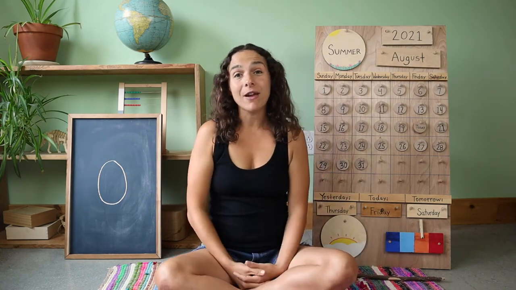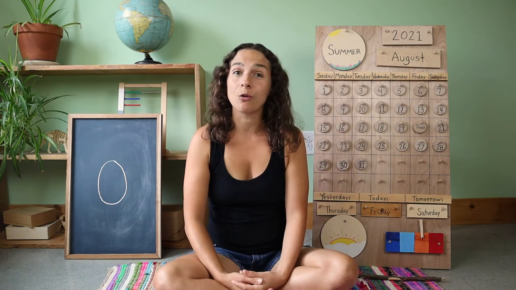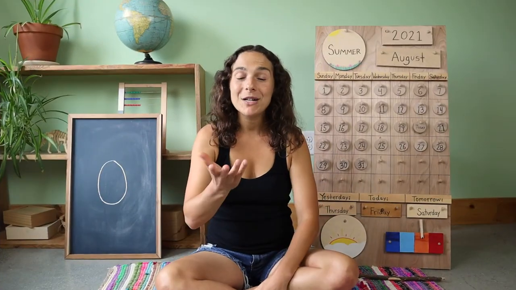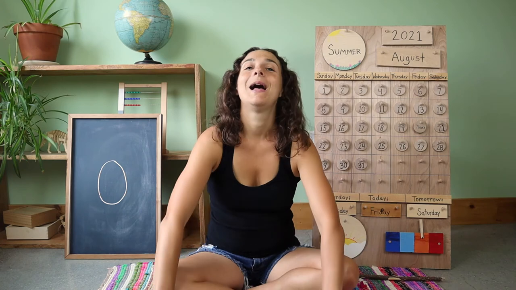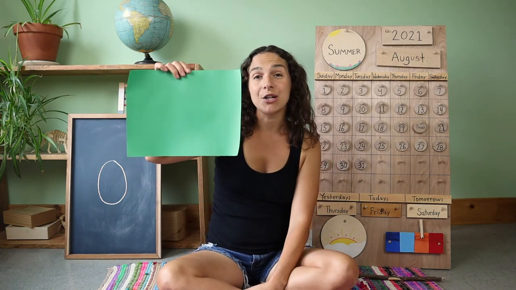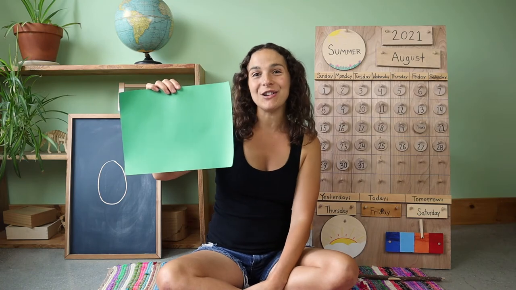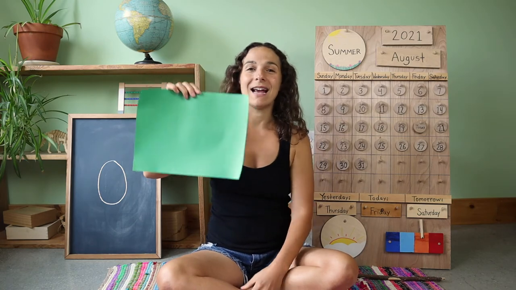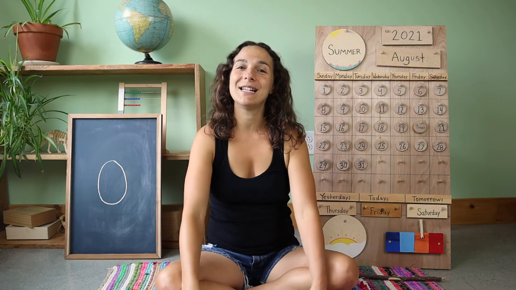Do you have a favorite color that you like to use when you're working? What's your favorite color? My favorite color is green. Green is used to represent nature and the outdoors. And it's true, I'd love to be outside. Let's move on to today's work.